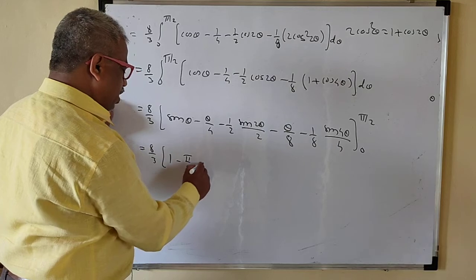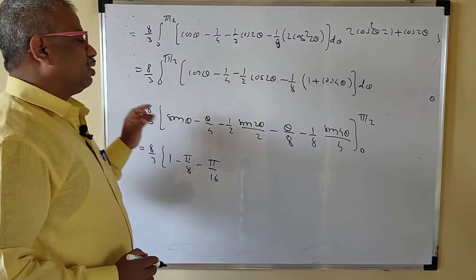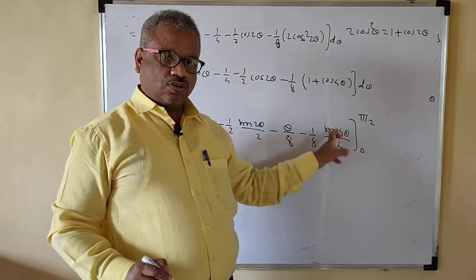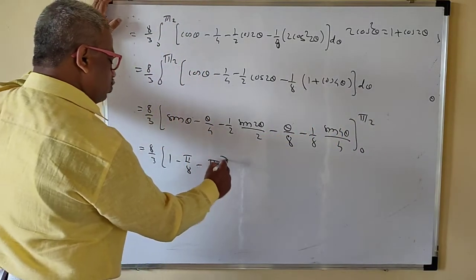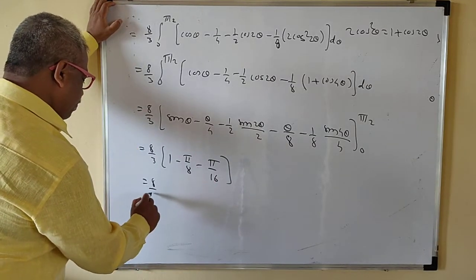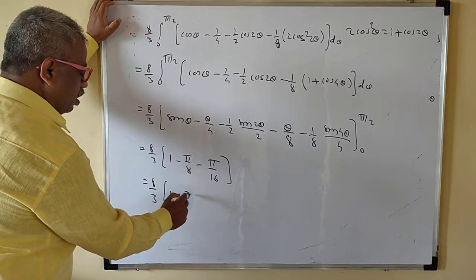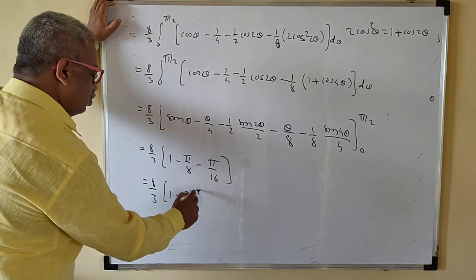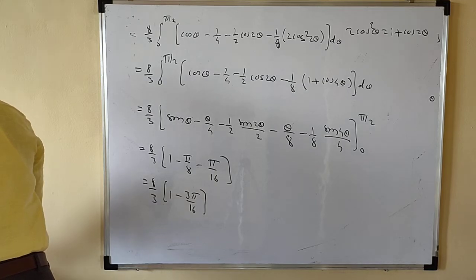So only I have to put here minus pi by 16 now. Now again here this is 0, because this is sin 2 pi, 0. Only at this one. So this is 8 by 3, so 1 minus, if you multiply this is 3 pi by 16. 3 pi by 16 is the required answer.